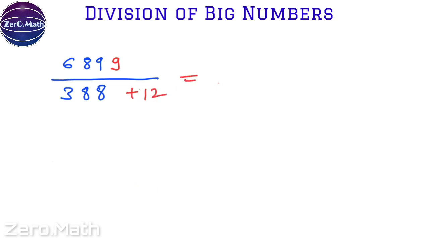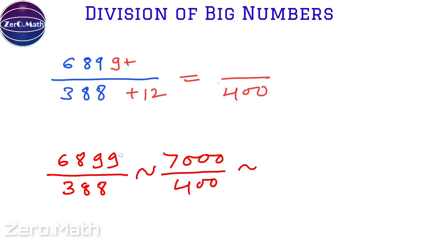If we add 12 to the denominator, we will get 400. So let's write it down. Now the question is what we should add to the numerator. To find it out, let's find the approximate unit value of 6899 by 388. 6899 can be approximated as 7000 and 388 as 400. If we divide, we will get the approximate unit value as 20.